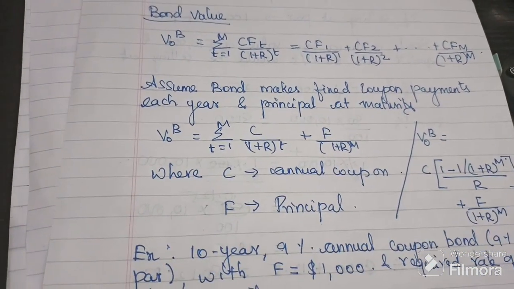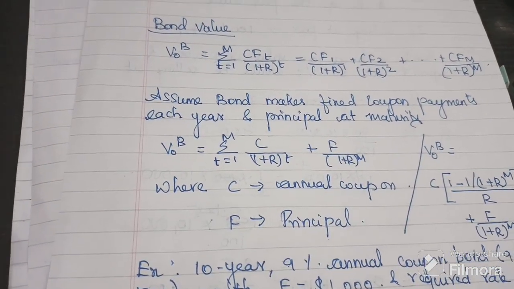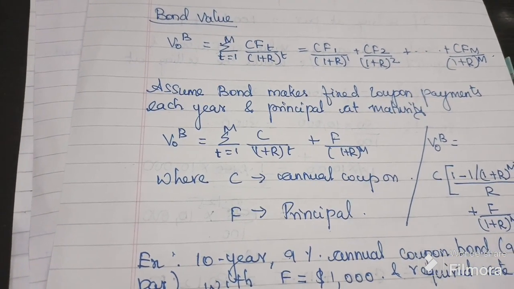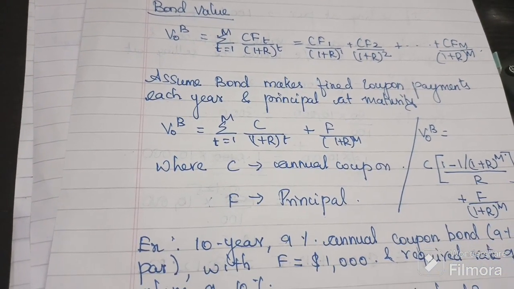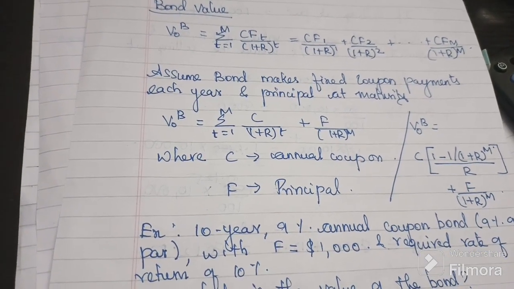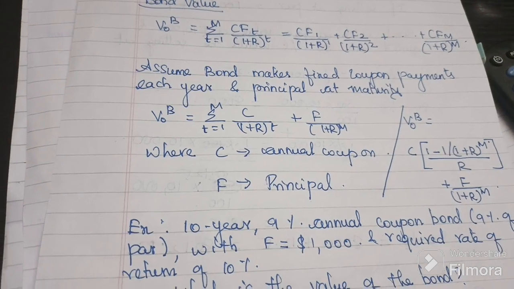So what is the formula? We can write the formula as the sum for t from 1 to m of C divided by (1 plus r) to the power t, plus F divided by (1 plus r) to the power m, where C is the annual coupon and F is the principal.